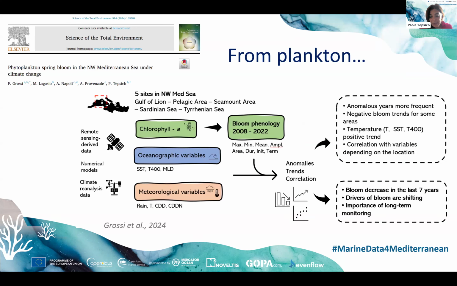Our analysis was part of Francesca Grossi's PhD, and the first chapter of her thesis deals with the analysis of the spring phytoplankton bloom in the northwestern Ligurian Sea. The aim has been to analyze the bloom using specific phenological indexes from 2008 to 2022, so in the last, let's say, years, especially to understand the trends and anomalies under current climate change situations.